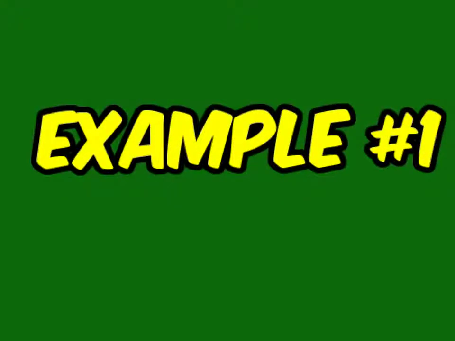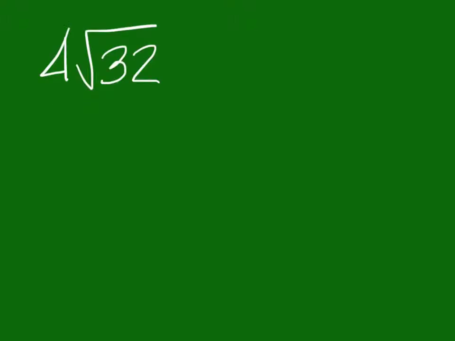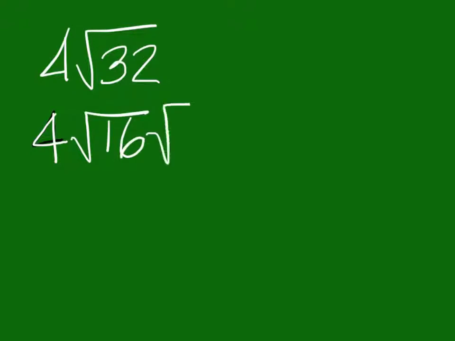Example number 1. In this problem, it's very similar to what we did yesterday. Find the perfect square that comes out of 32. In this case, it will be 16. The highest perfect square that comes out of 32 is 16. 16 times 2 is 32. That's why we put a 2 here.